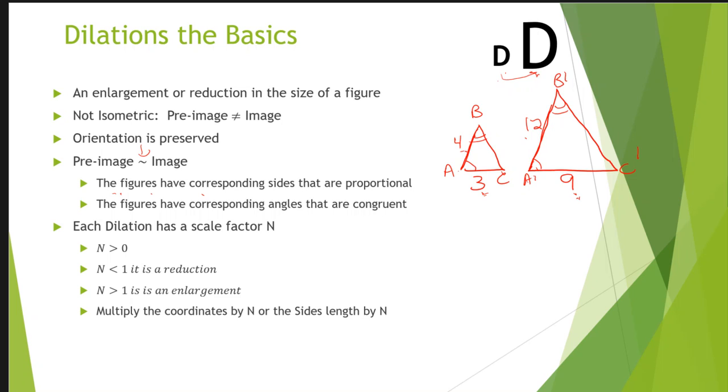The scale factor, we'll use N for the scale factor. Now, there's a few restrictions on the scale factor, so let's just make sure everyone understands these. For the scale factor, it has to be greater than 0. We can't have any negative side lengths like -4 or -7.